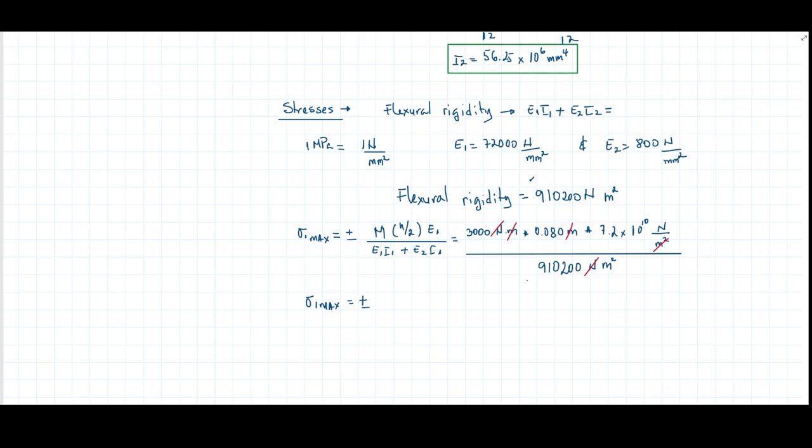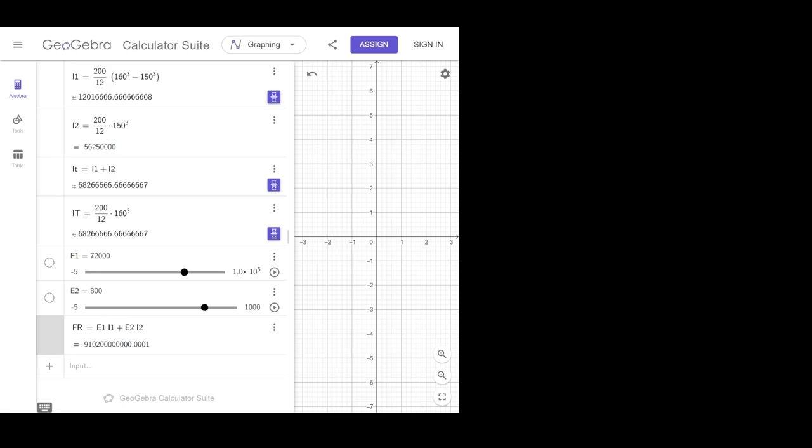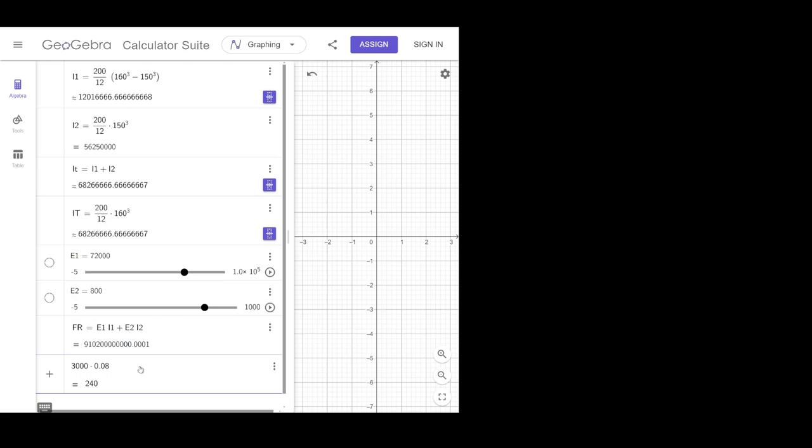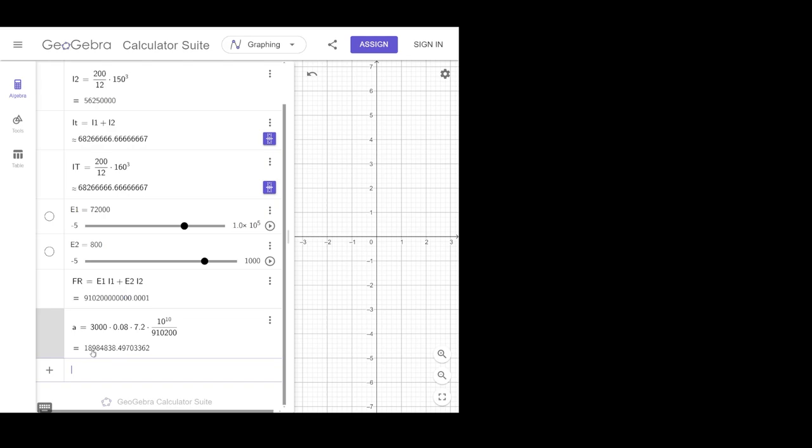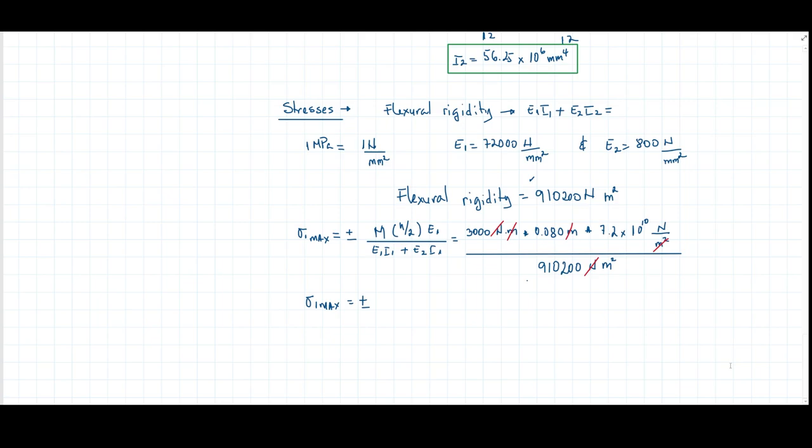Okay, GeoGebra, here we are. Let me write the values that I'm using. So it's 2000 times 0.08. I hope you can see them. 8 times 7.2 times 10 to the power of 10, and that's going to be divided by, I believe it's going to work like that. Yes, so this is 3 and 3. So this is giving me pascals, and basically it's 19 megapascals, more or less. 19 megapascals.